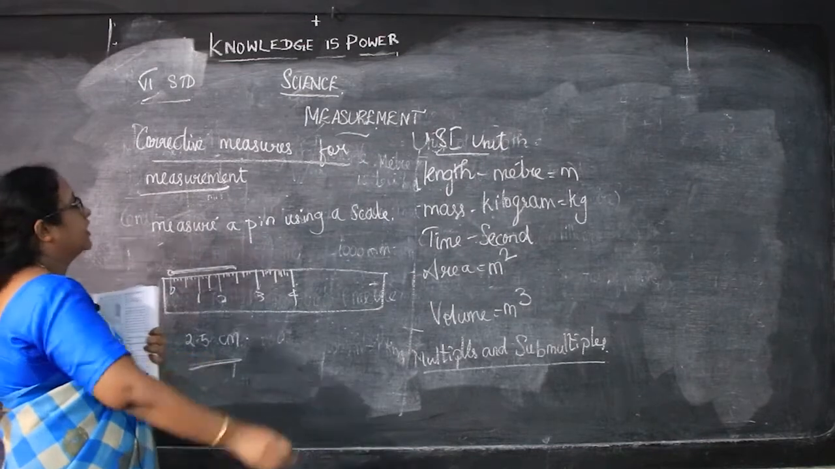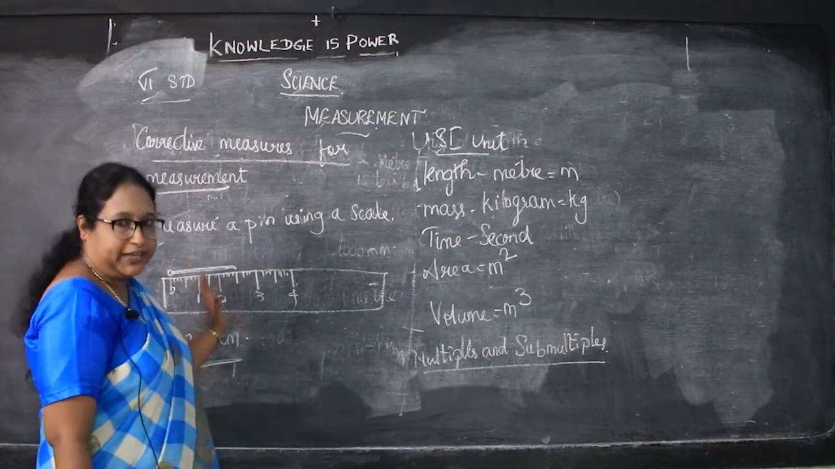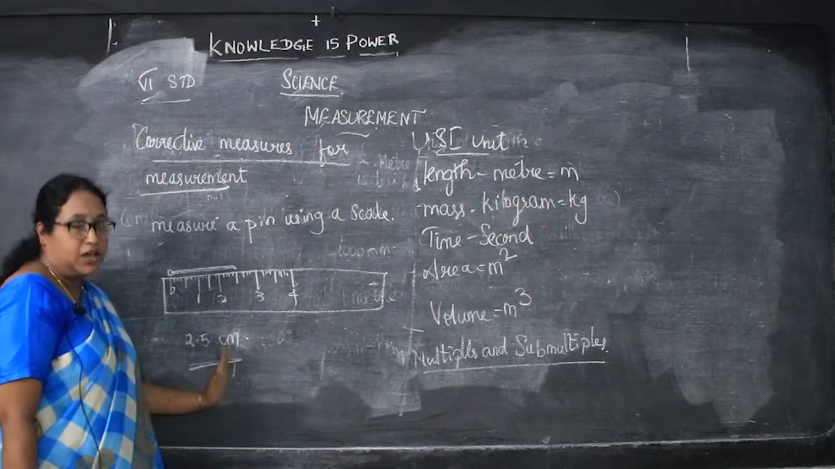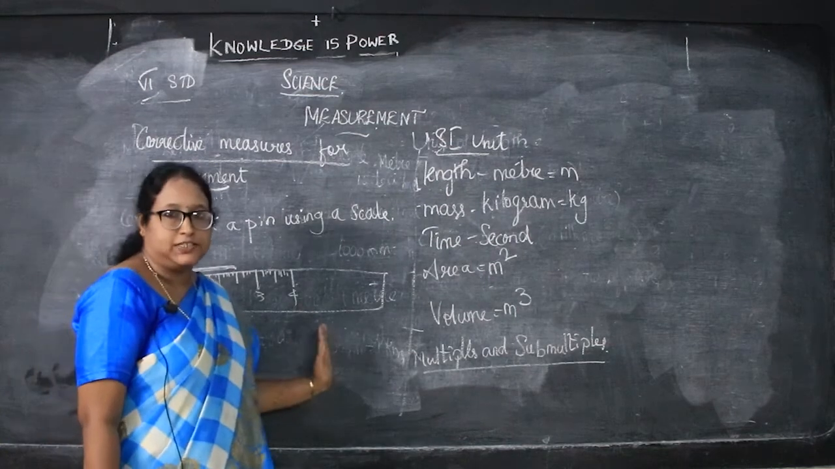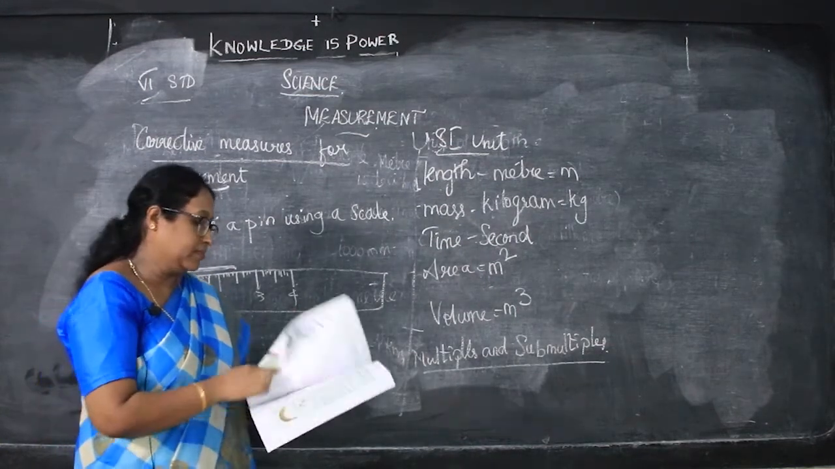So, how will you see the correct measure for the measurement? So, you will take a scale. You have to keep the pin there. So, you have to see the measurement. So, the measurement is 2.5. So, without the scale, you cannot see the measurement. Otherwise, it will show an error.